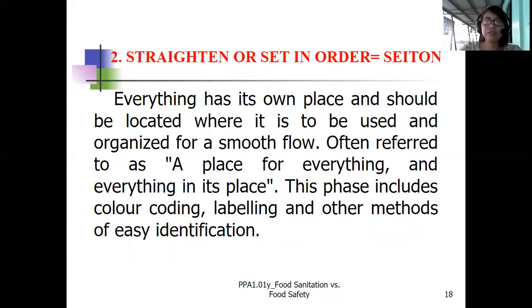So next is straighten or set in order. Or in Japanese term, it is seiton. Seiton. So everything has its own place and should be located where it is to be used and organized for a smooth flow. Often referred to as a place for everything and everything in its place. So mura siyang misimpla. So this phrase includes color coding, labeling, and other methods of easy identification.